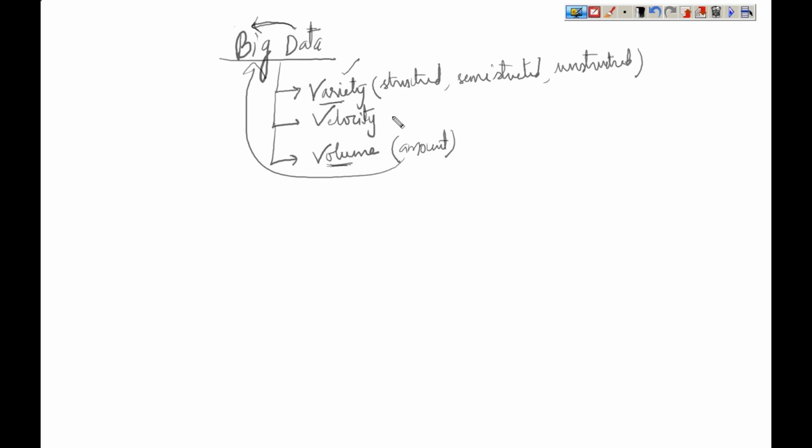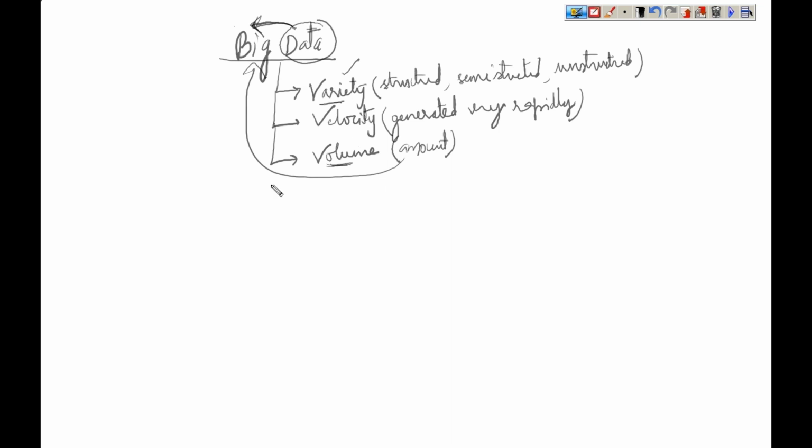And coming to velocity, the data is getting generated very fast, very rapidly. Velocity means the rate of speed. So the rate of generation of data is very fast. If the data has these three varieties, the rate of generation is very fast, and the amount of data generated is huge, then the industry calls such data big data, whereas variety, velocity, and volume.